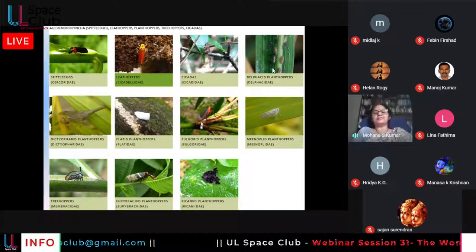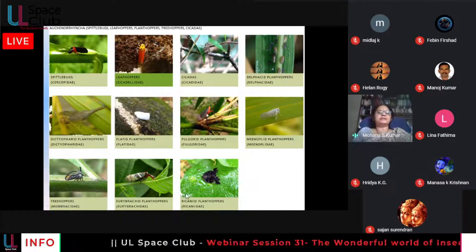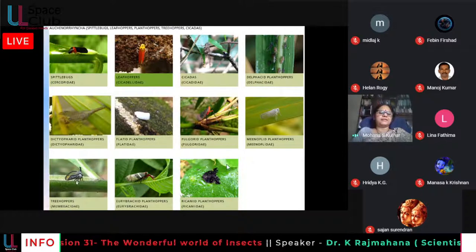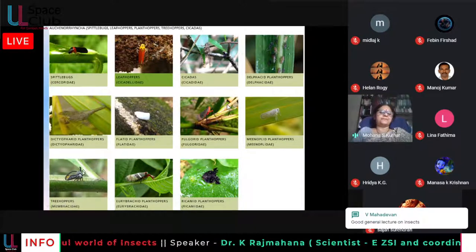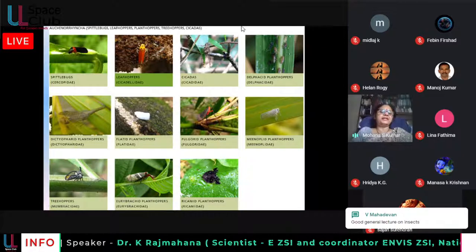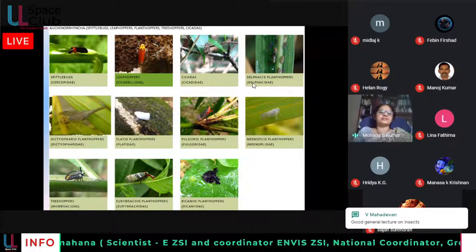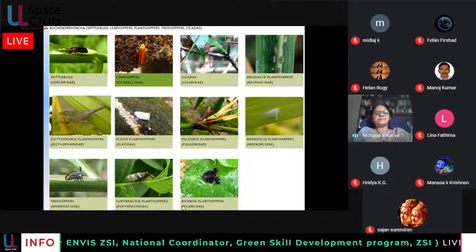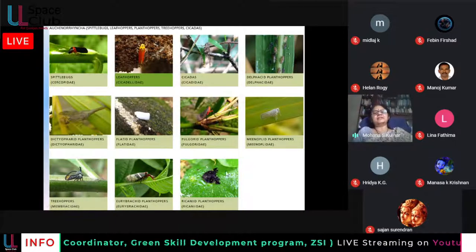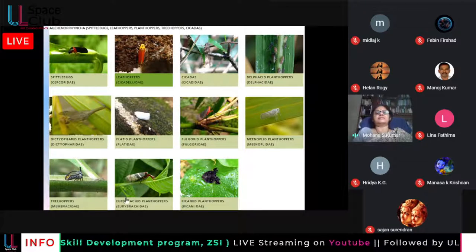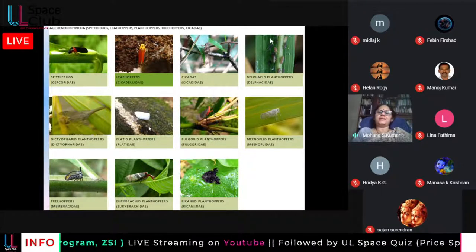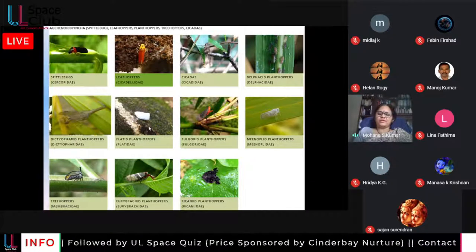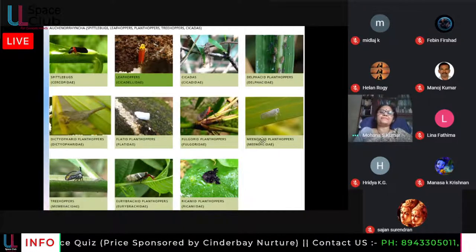Some are very colorful, like this particular fulgorid. See this particular treehopper, Membracidae. It is having very funny horn-like structures on the head and body. So each adaptation may have one particular reason why this particular horn, and how they are thriving in the environment. And a lot more is to be known on all these insects.